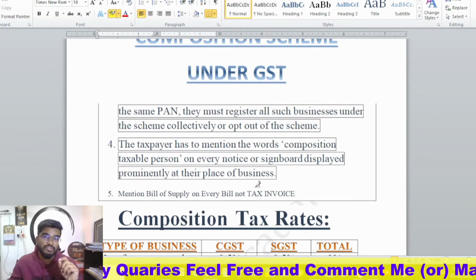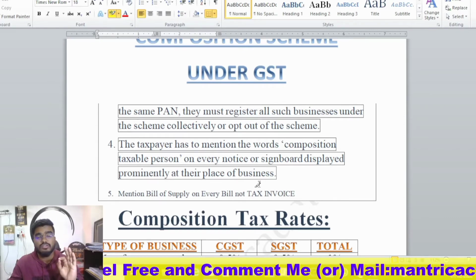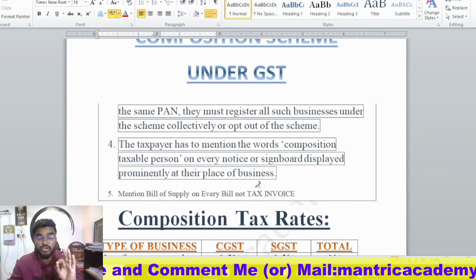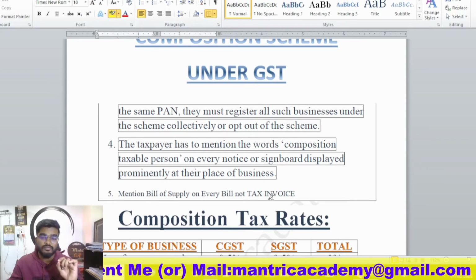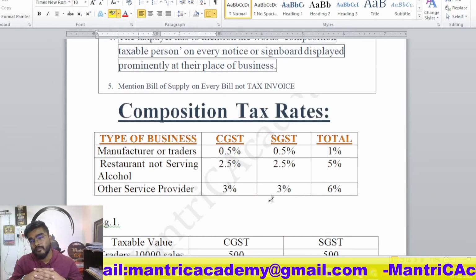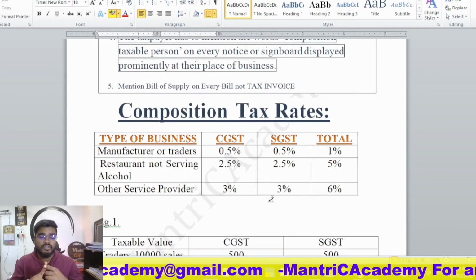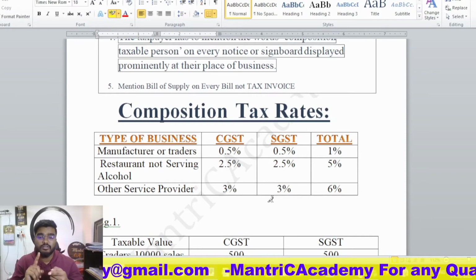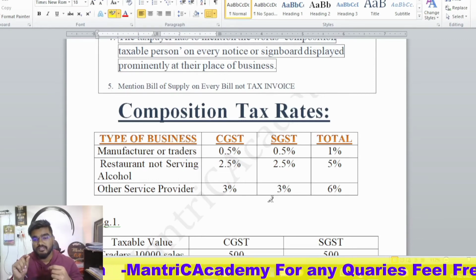If he is a composition dealer, he has to issue a bill of supply, not a tax invoice. What are the rates for the composition scheme? If you are a trader or manufacturer, you have to pay 1% directly on turnover to the government, 0.5% CGST and 0.5% SGST.